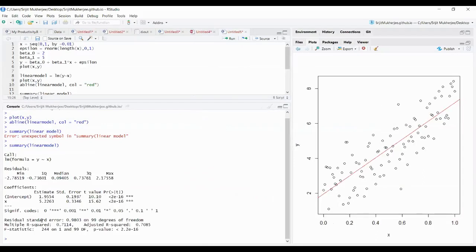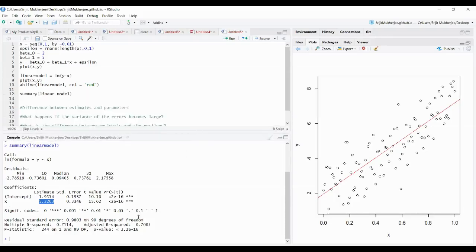So observe this: the beta naught, what was the beta naught? Beta naught was 2, right? And here, what was the beta naught hat? The estimate, the intercept, is the beta naught hat. It's 1.9. Now what is x? The x coefficient, that is beta 1 hat, is 5.2, okay? And the multiple R square is 0.7. It's quite a good fit. Multiple R square is actually the square of the correlation that you have seen.